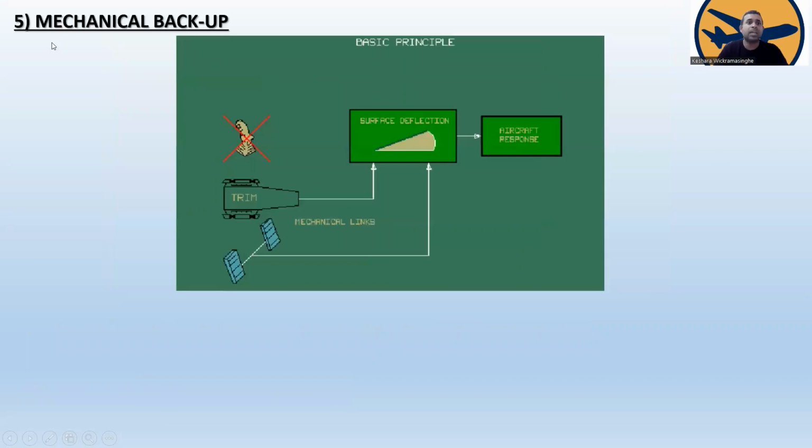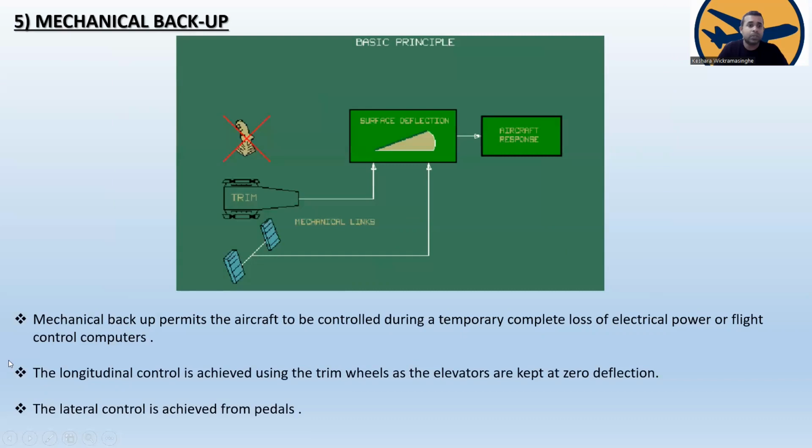Alright, so now the last one is mechanical backup. The mechanical backup permits the aircraft to be controlled during a temporary complete loss of electrical power of the flight control computers. The longitudinal control is achieved using the trim wheel, as the elevators are kept at zero deflection.